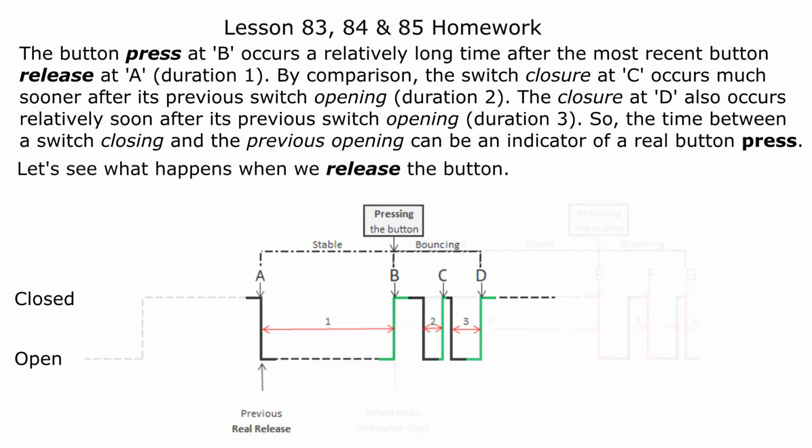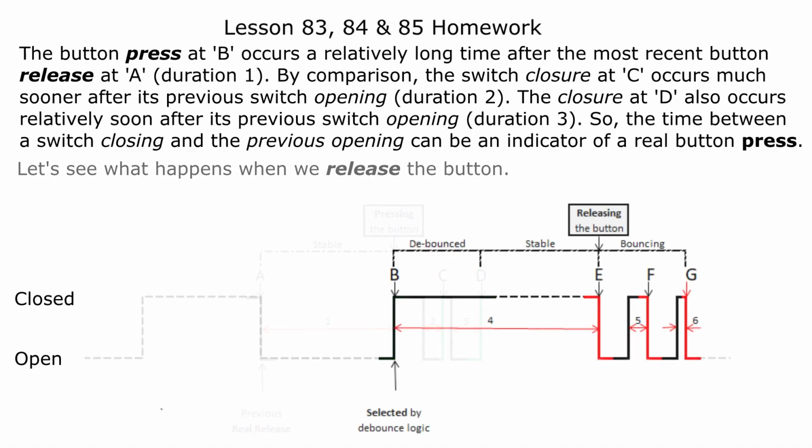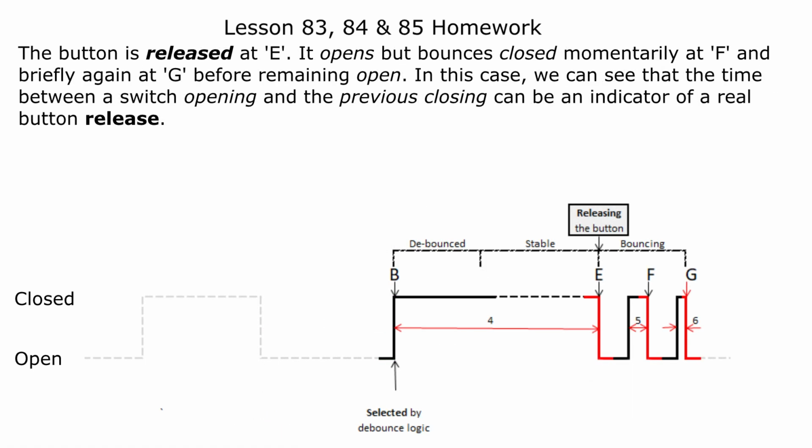Let's see what happens when we release the button. The button is released at E. It opens, but bounces closed momentarily at F, and briefly again at G before remaining open. In this case, we can see that the time between a switch opening and the previous closing can be an indicator of a real button release.